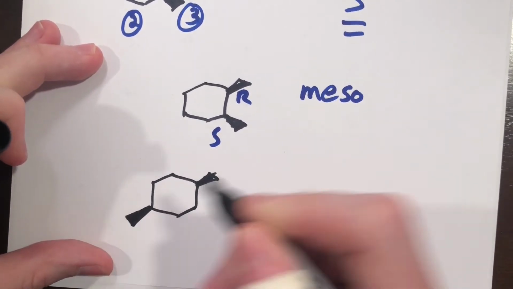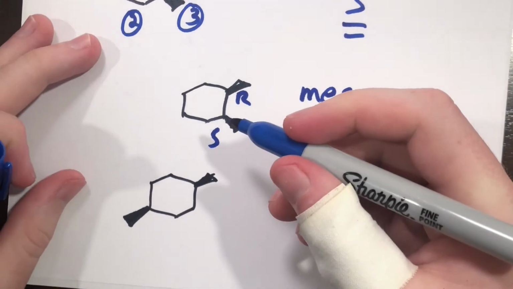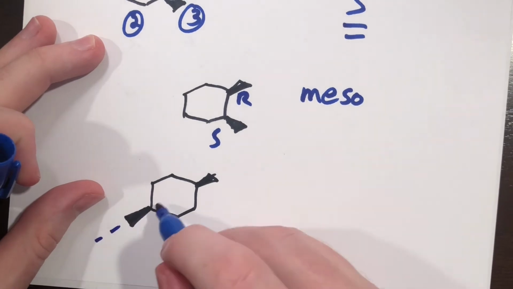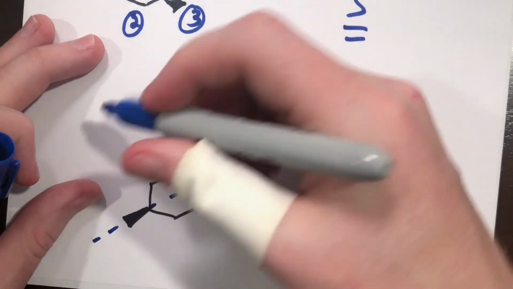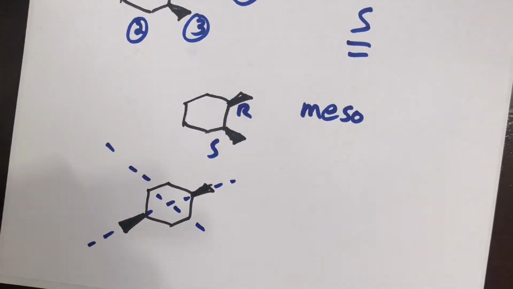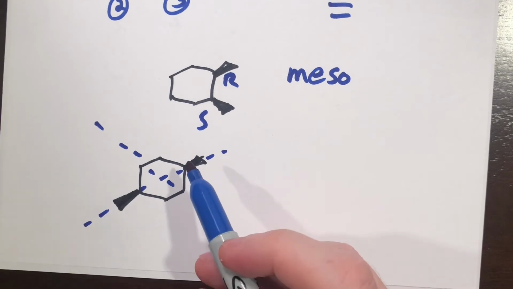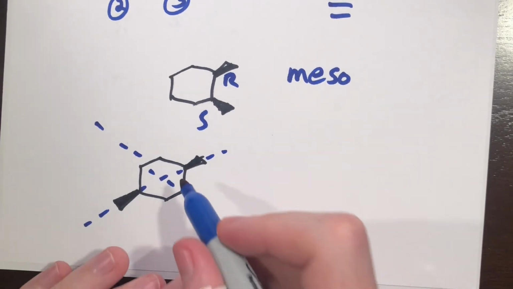So if you look at this guy, you would say, hey, that's cis. There's an internal plane of symmetry. There's actually several internal planes of symmetry in this molecule. You could draw one across this, you could draw one across here, and so on. I'll just draw these two. But the main point here is neither of these are chiral because the groups are the same.